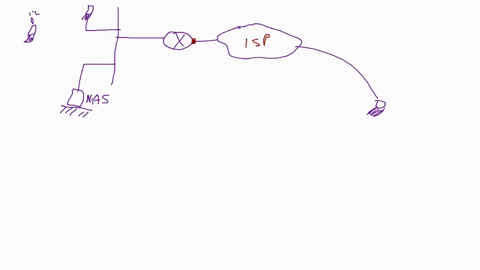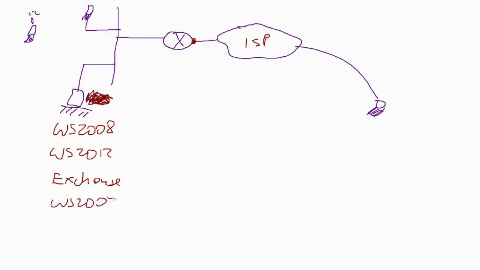So what I did at home, instead of using just a pre-configured NAS server, I have a Windows Server 2008. I have a Windows Server 2012. And I have an Exchange server. And one more Windows Server 2008. Okay. I have an SBS 2008. And the answer, that's really expensive.